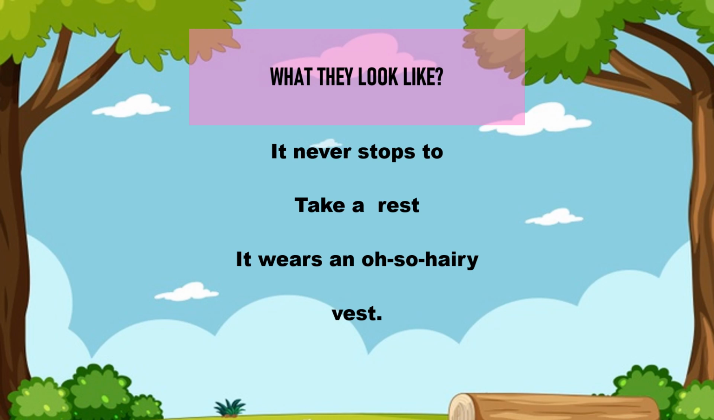Okay people, now look at the second question. What do they look like? In order to answer this question, you can find the answer in the second stanza of the poem, which is it never stops to take a rest, it wears an oh so hairy vest. So where is the answer in this stanza? Yes, it lies on the third line of the stanza, which is it wears an oh so hairy. So it means that the bees look hairy. So the body of the bees is very hairy. Okay?